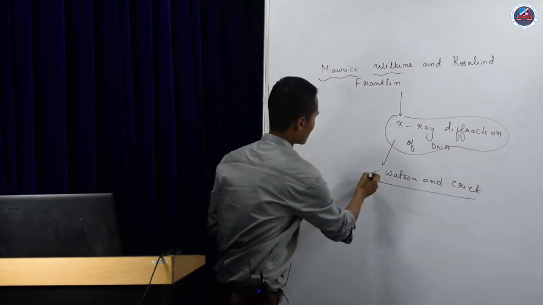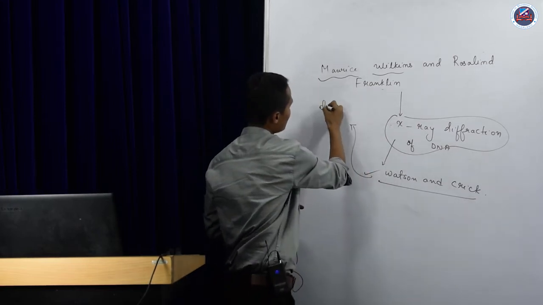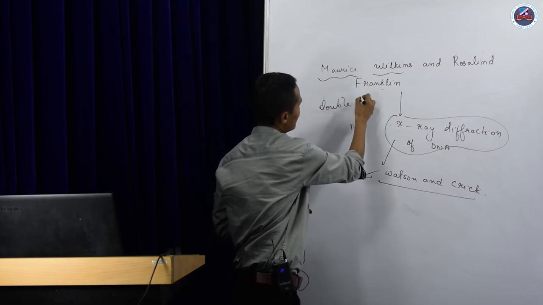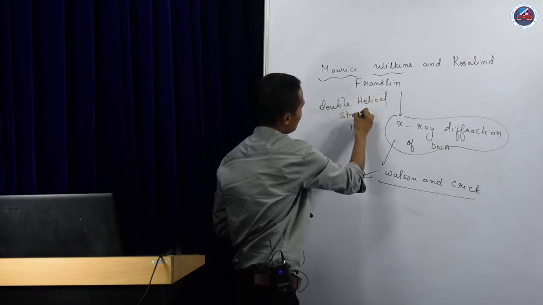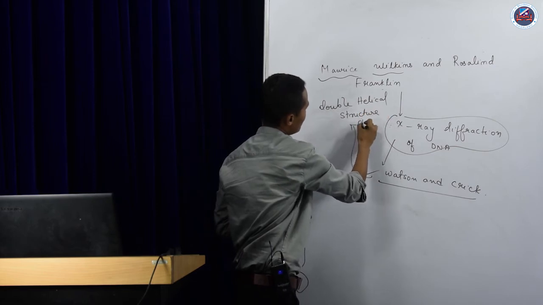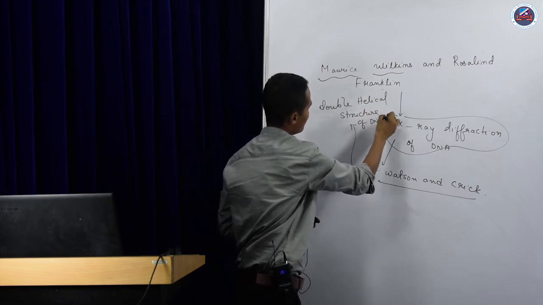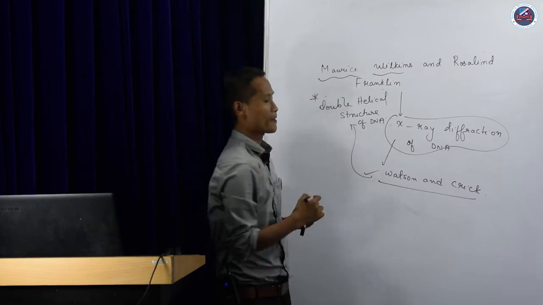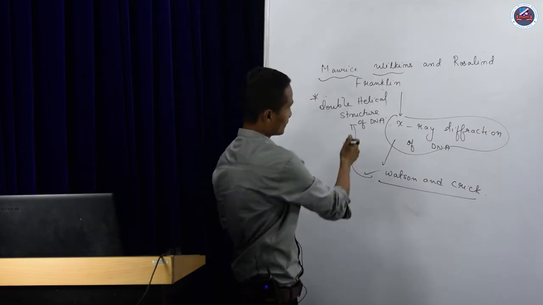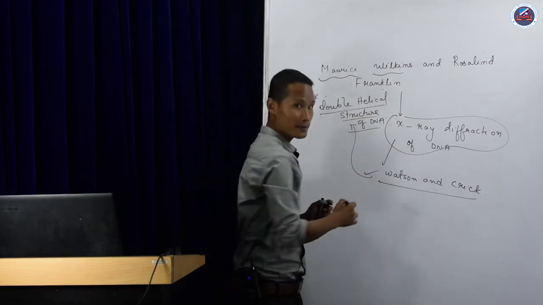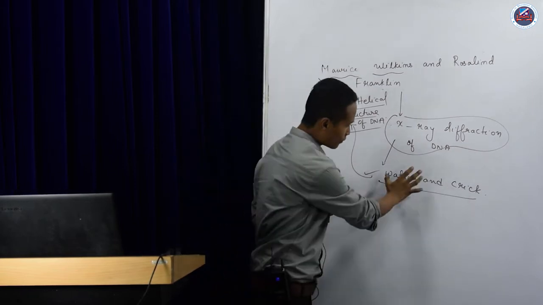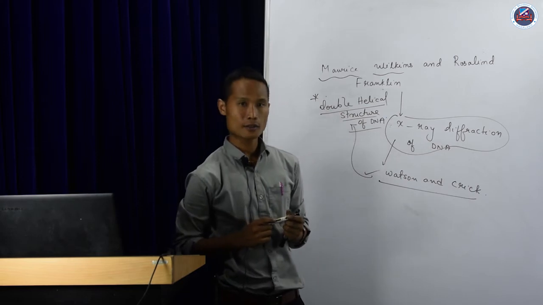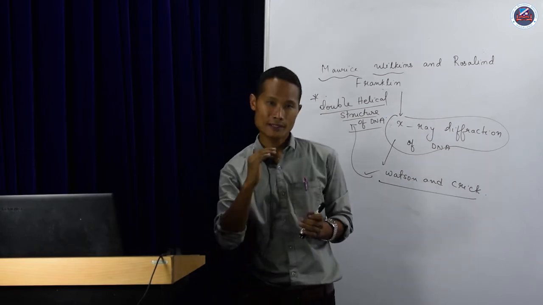Double helical structure of DNA. This you have been studying from class 10. Now, before understanding the postulates of Watson and Crick, let's try to understand the three basic rules.